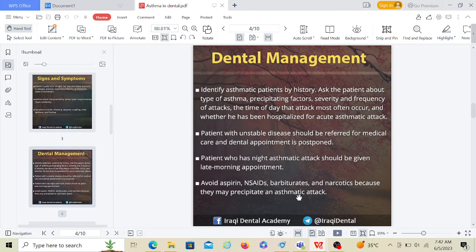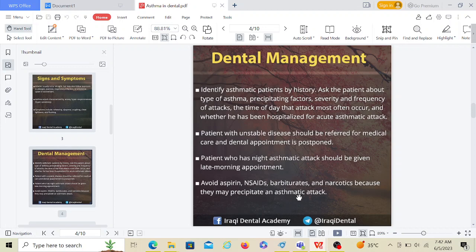Also, these patients are on long-term corticosteroids, so their immunity gets pretty low. Depending on what kind of procedure you're doing, for example, if you're doing a simple filling, you don't have to increase the dose of their steroid. But if you're doing an extraction or some major filling, or if you think the patient is anxious, then you may have to increase the dose of steroid.